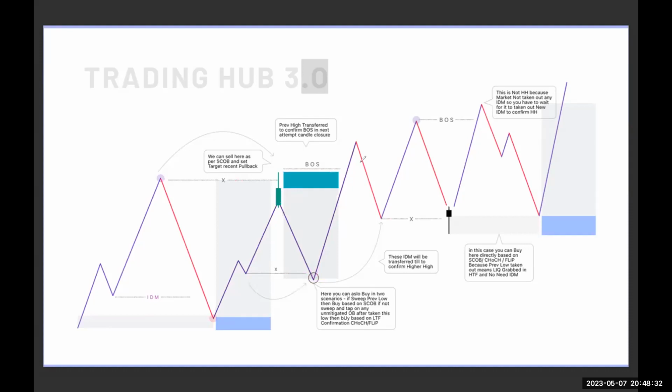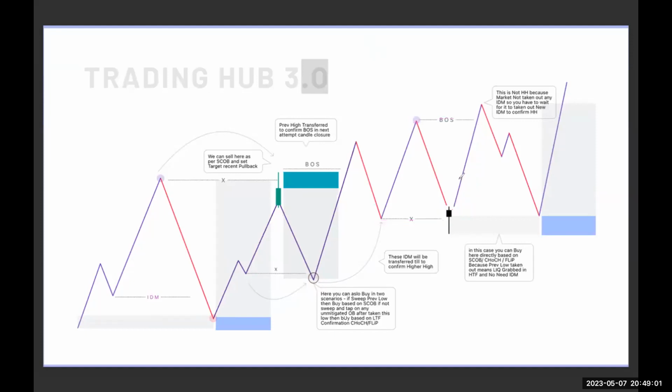Okay. In the next scenario, what happened here? Market continues going higher high. Again, market just takes out the inducement and confirms the higher high. Here also you can buy based on single candle order block, which is already covered in a previous diagram on how you can deal. Simply the next candle opens and on the third candle mitigation of this order block, you can buy here and target this high. Okay. So this is a simple process.